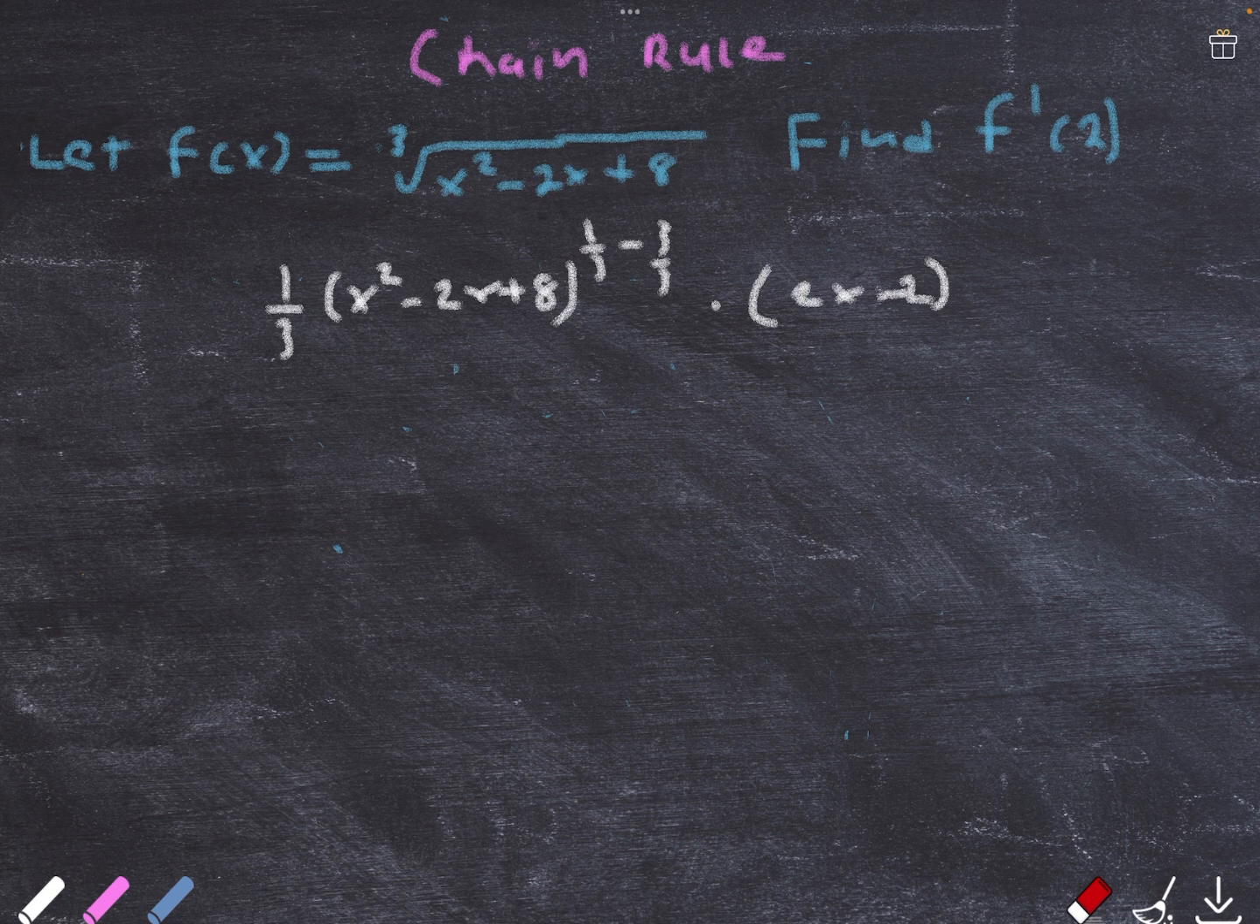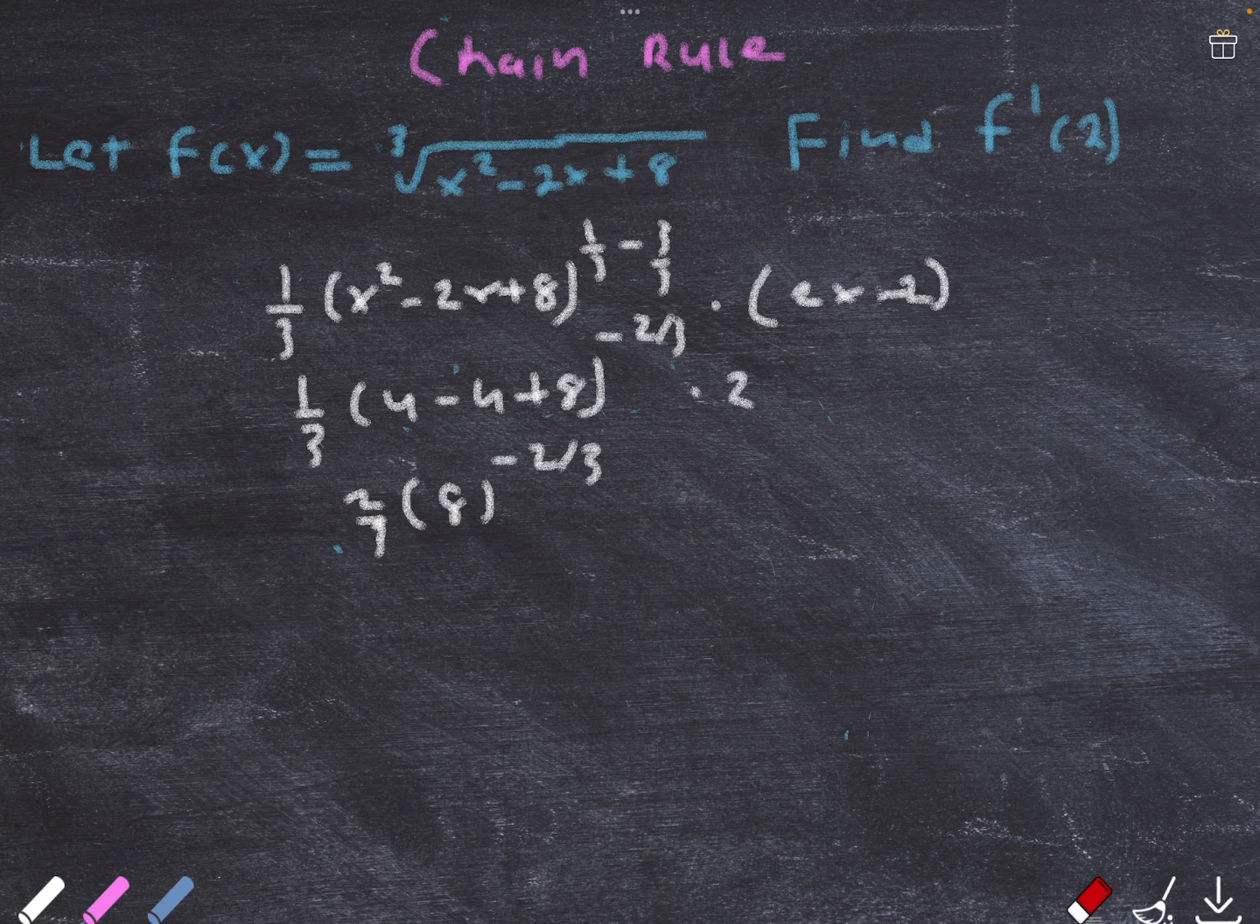And now, to make it easier for ourselves, let's just plug in 2 into f prime, which is the derivative. So now it's going to be 1 over 3 times 4 minus 4 plus 8 raised to the negative 2/3 power times 4 minus 2, which is 2. So now it's going to be 2 over 3, because we put the 2 all the way to the front to make it easier for ourselves, times 8 raised to the negative 2/3.